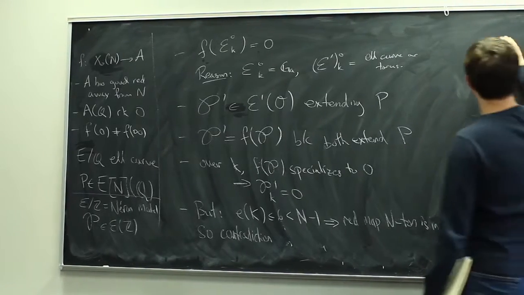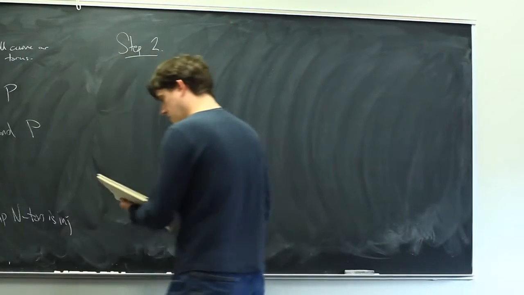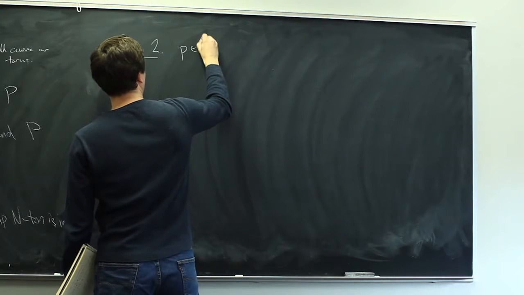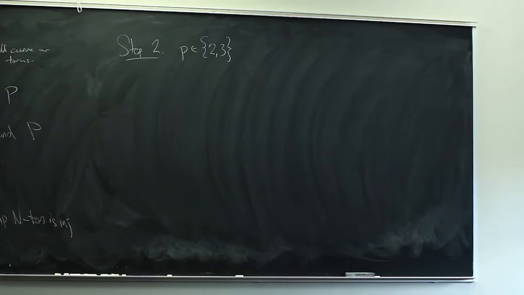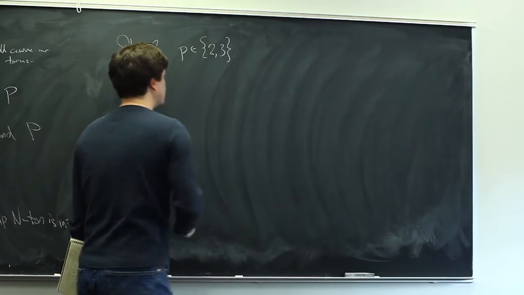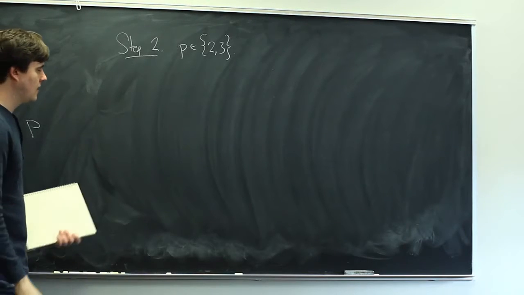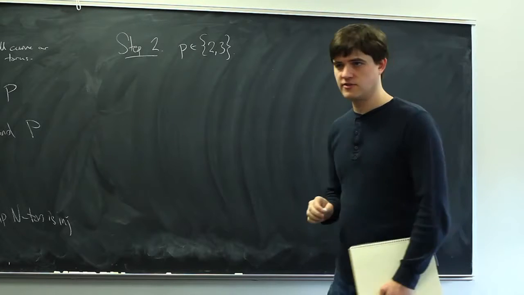All right, so here's step 2. This is about the primes 2 and 3. So suppose p is 2 or 3. Then the claim is that E has multiplicative reduction, so bad reduction at p, and our point P doesn't specialize into the identity component of the special fiber.